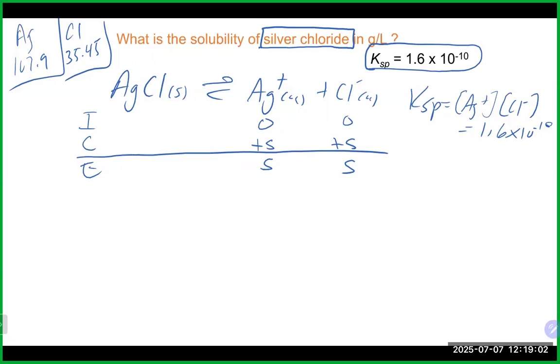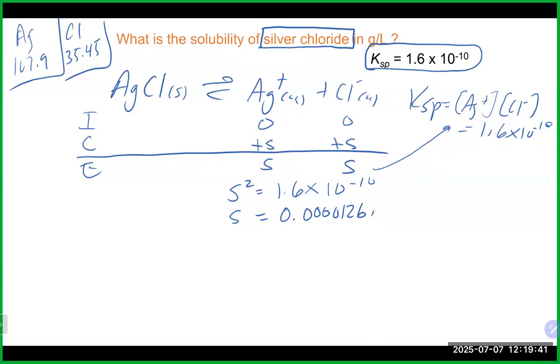Any questions on that so far? All right, so in this case, we do have the Ksp, so we're basically going to solve it just like we would solve for x. We're going to take our equilibrium values and go into here. That's going to give us S squared is equal to 1.6 times 10 to the minus 10. Obviously, we're going to square root both sides, and that gets us the square root of 1.6 times 10 to the minus 10, which is 0.00000126 as our molar solubility.